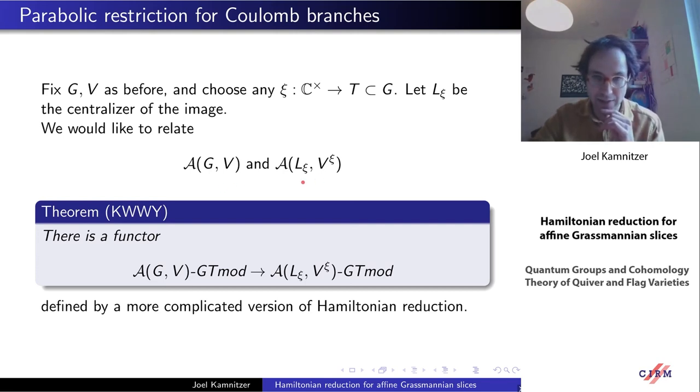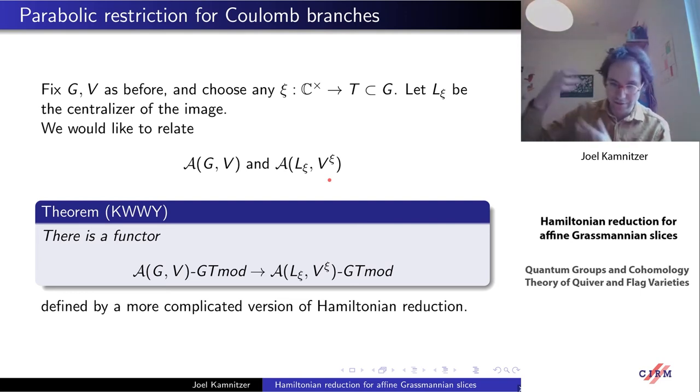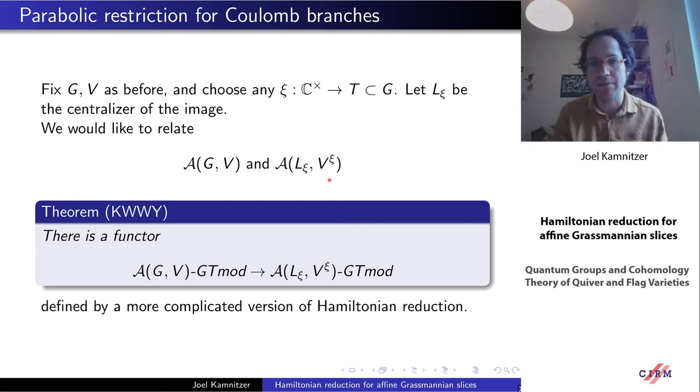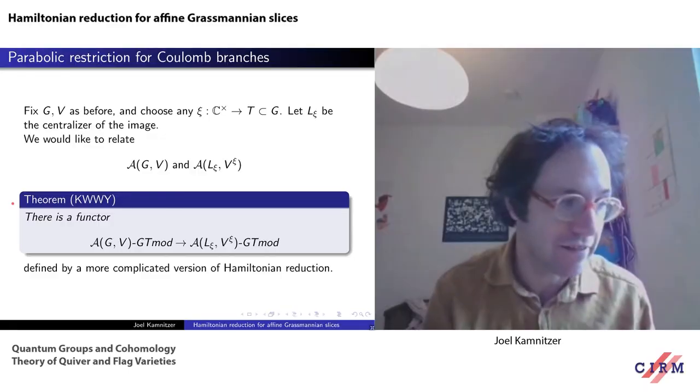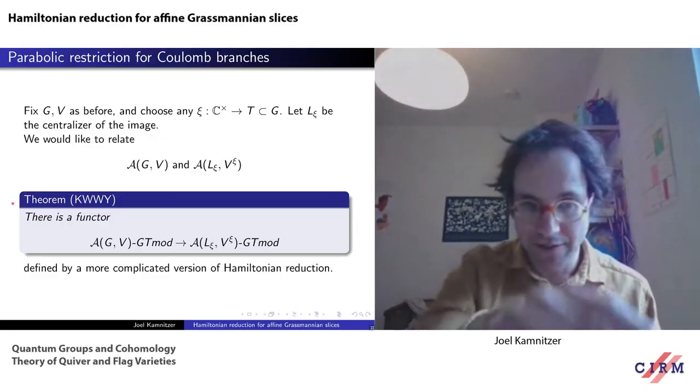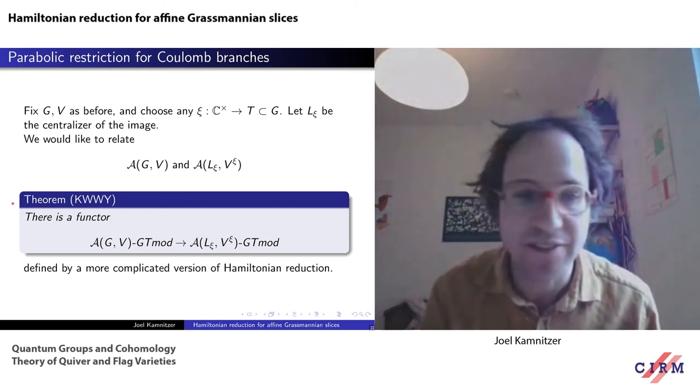And the other thing I can do is take my representation V and consider the vectors invariant under the action of this c. So c gives me an action of C star on V, and I take vectors invariant for the C star, and that thing will be a representation of L_c. So I've made my group smaller, and I've made my representation smaller. And I would like to relate these two Coulomb branches, or these two quantized Coulomb branch algebras. I should have mentioned that the previous theorem I said about Hamiltonian reduction between affine Grassmannian slices was posted to the archive a few months ago. And this latest theorem I'm about to explain is still work in progress, but it's almost finished.